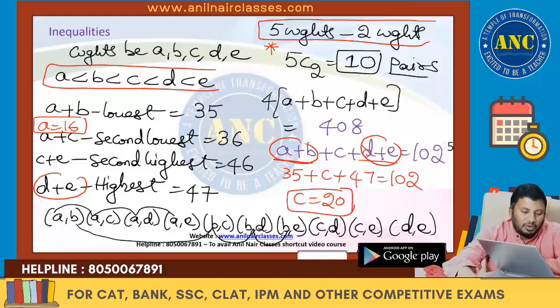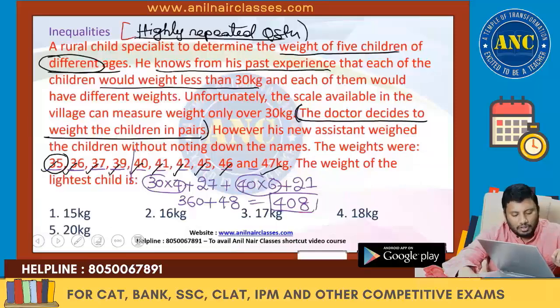I will tell you an alternative method, Anil Nair's way of solving this question. A with B, A with C, A with D, A with E. A is combined with every other, so 4 into will come. Everybody kindly reply. I will tell one more logic.